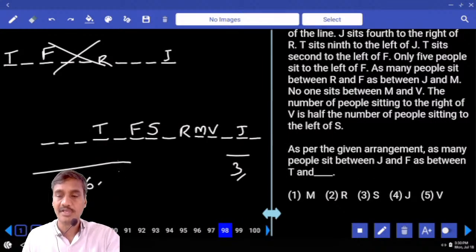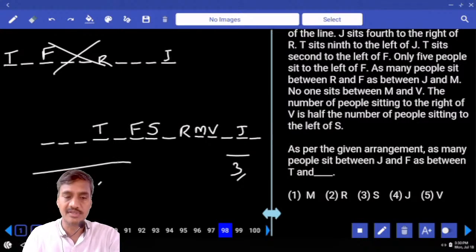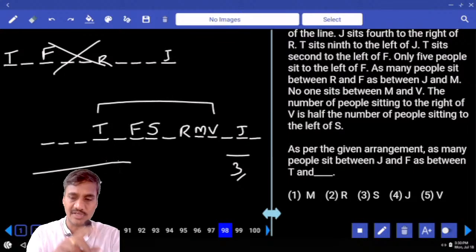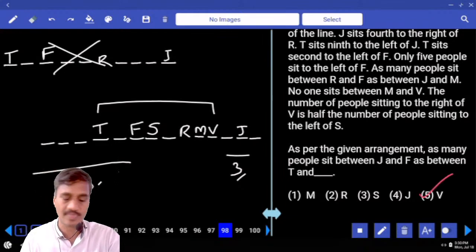Then 98. As per the given arrangement, as many people sit between J and F as between T and B? Between J and F there are 1, 2, 3, 4, 5, 6 members. Between T and B also we have exactly 6 people. Hence the answer is the fifth choice for 98.